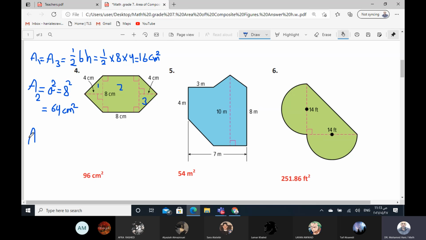Now the area of the composite figure here, find the total. We have here A1 16 plus A2 64 plus A3 16. The answer will be 96 centimeter squared.